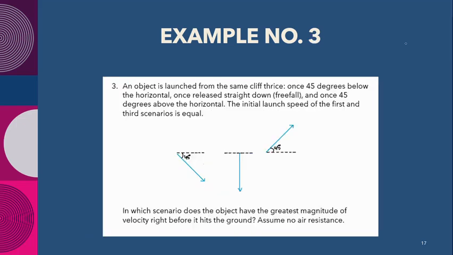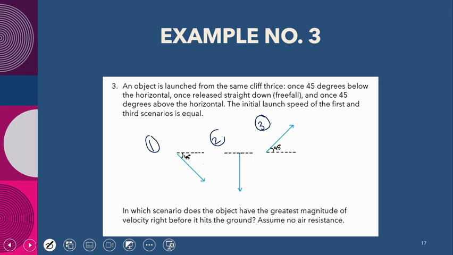Okay, example number 3. This is another kind of trippy one. An object is launched from the same cliff thrice, which means it's launched from the same height. Once 45 degrees below the horizontal, once released straight down in free fall, and once 45 degrees above the horizontal. Now the initial launch speed of the first and third scenarios is equal. In which scenario does the object have the greatest magnitude of velocity right before it hits the ground?